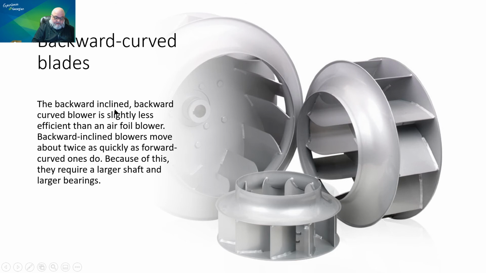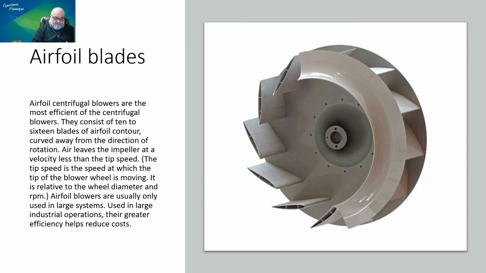Backward curved or backward inclined, both same meaning, is slightly less efficient than the airfoil. So you have the airfoil being the most efficient, and then the backward curved, and then the forward curved. Backward inclined blowers move about twice as quickly as forward curved ones do, obviously, to do the same work, because of this they require a larger shaft and a larger bearing. So again, not only more expensive to make, but it's more expensive because it requires larger shafts and bearings.